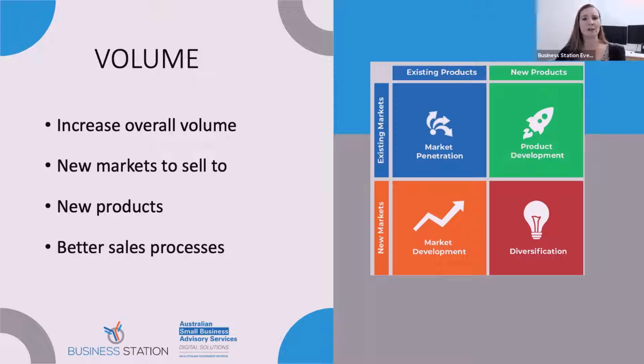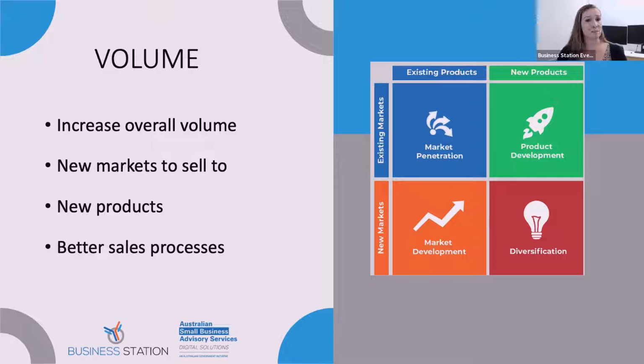volume. Now, in terms of volume, you also have to consider what your sales processes are like. Could better processes allow you to sell more? So are there any bottlenecks in the process that stops you from a time perspective from selling more? Could you increase your advertising?